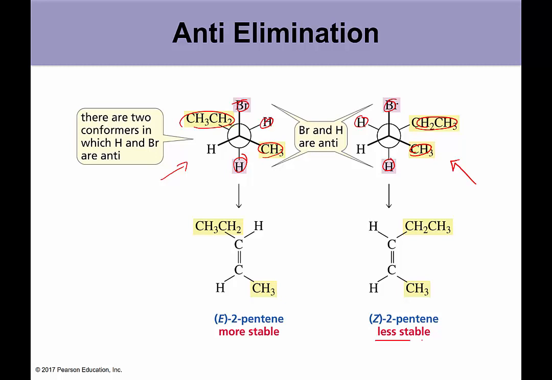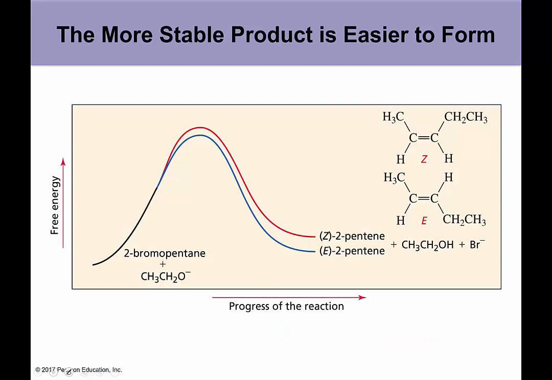And since this is the less stable alkene and this is the more stable alkene, that transition state energy is going to be lower. Okay, so the 2-pentene with the E configuration or trans configuration will be the more stable one, have the lower transition state energy, and be the major product.